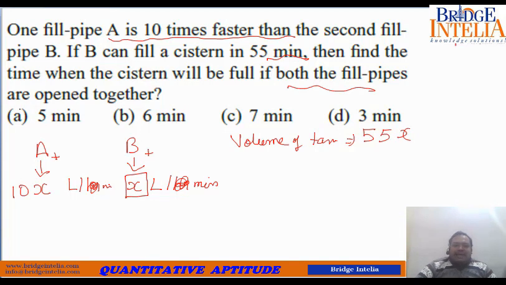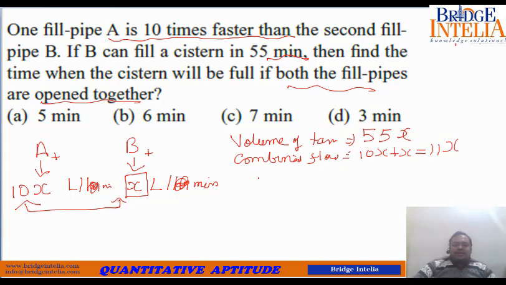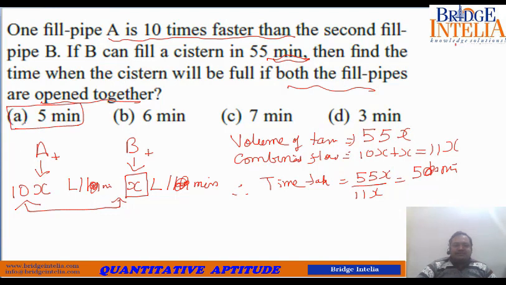Now if both the pipes are opened together, what is the rate of water flow? 11x. So the combined flow would be 10x plus x, which is equal to 11x. Therefore, time taken: volume 55x, rate of flow 11x. So 5 minutes, because every data is in minutes. So 5 minutes is the correct answer.